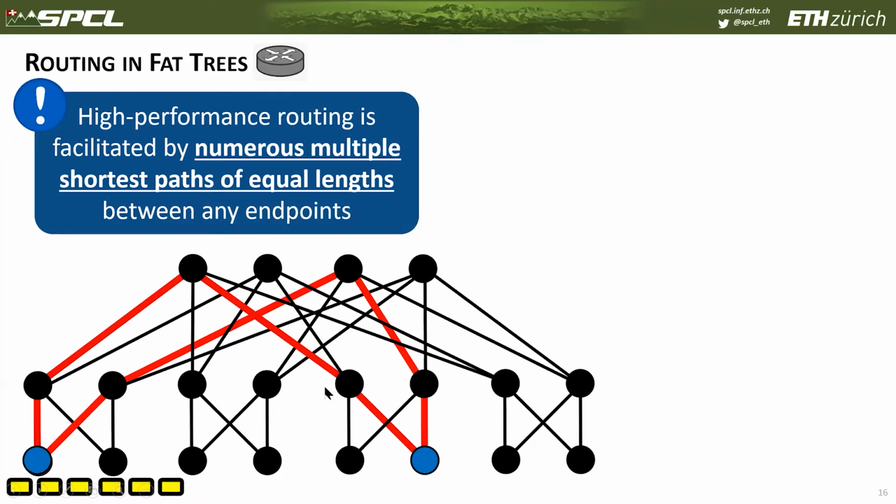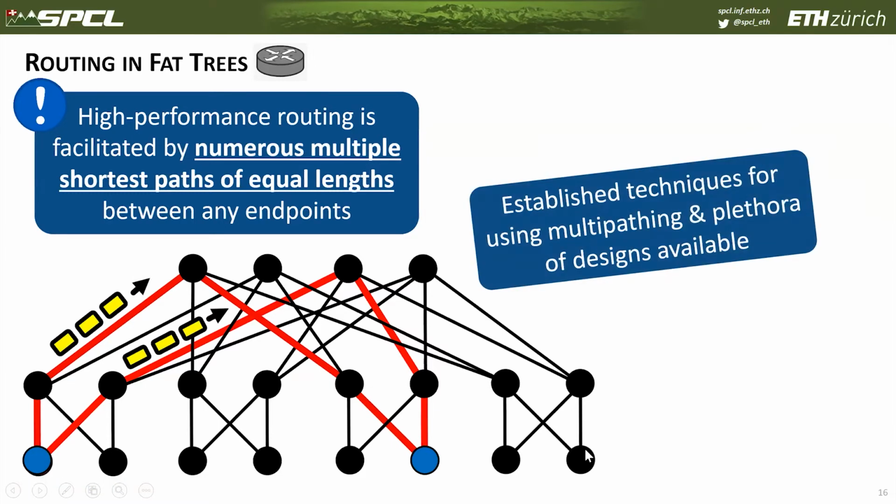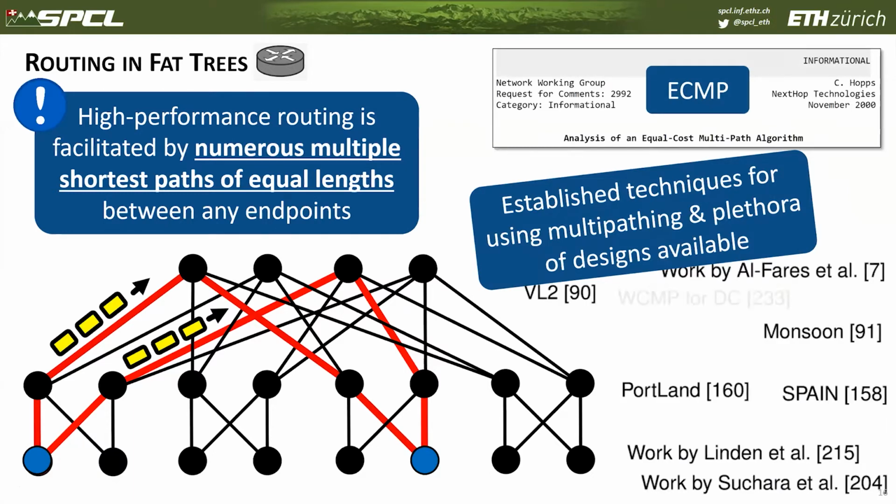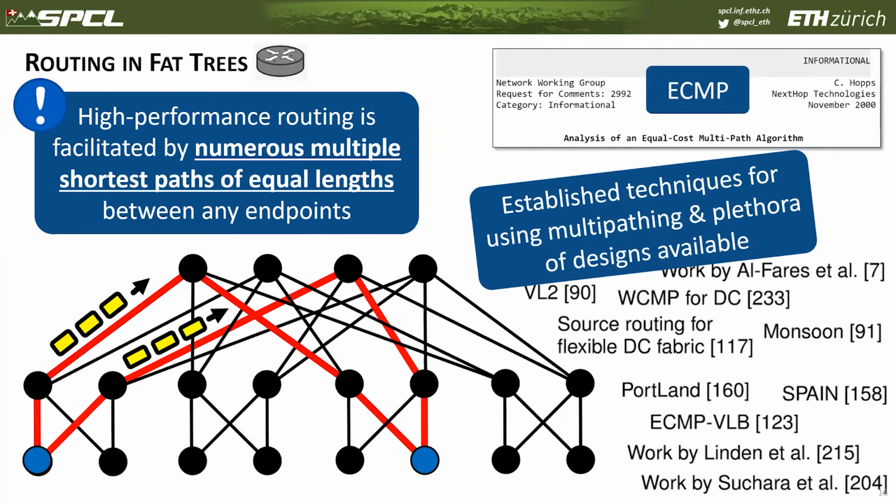What it can do, as we can see, is use these two shortest paths that have the same length. We can achieve this by just using different core routers. So that's a very simple and very powerful mechanism. And this mechanism is the basis for a lot of different designs on how to route in Fat Trees with high performance. For example, it is the basis of the ECMP mechanism, but also of many other more complex, more involved architectures proposed over the years that target specifically Fat Trees.